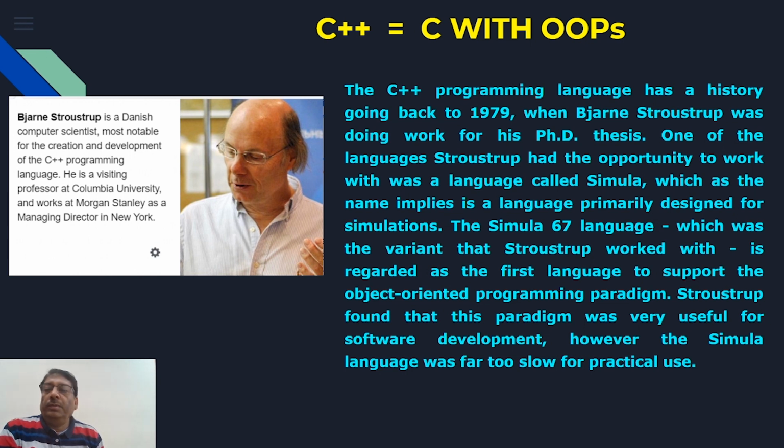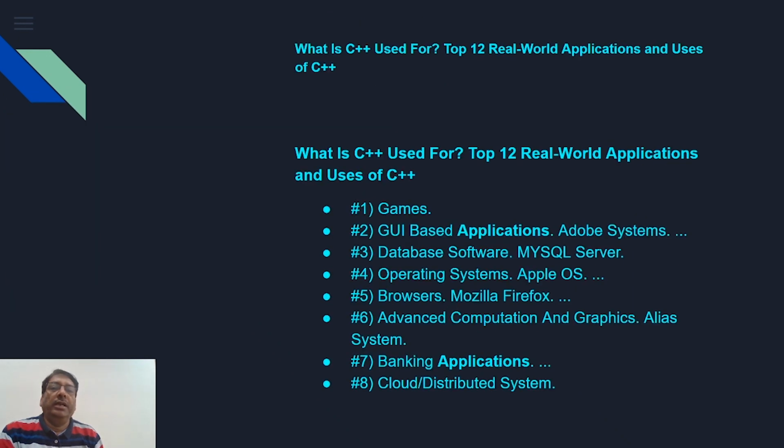He is a visiting professor at Columbia University and works for Morgan Stanley as a managing director in New York. So Bjarne Stroustrup is the computer scientist who designed this particular language in 1979.